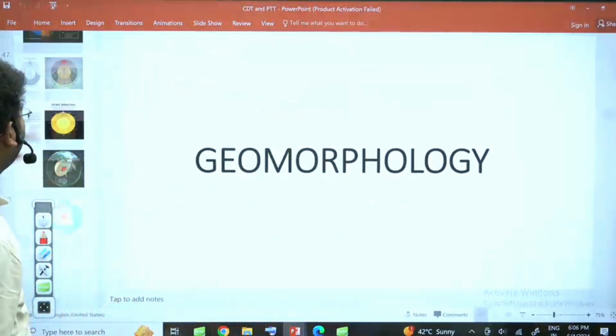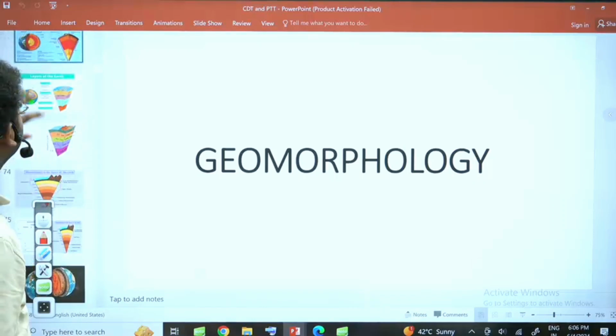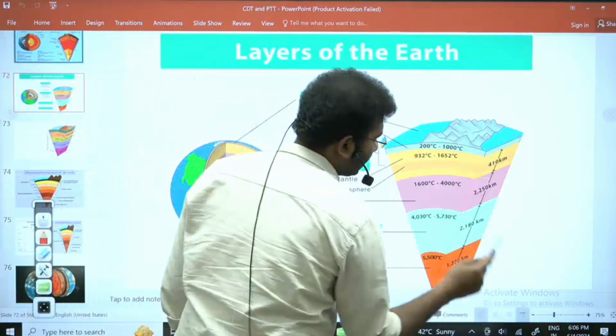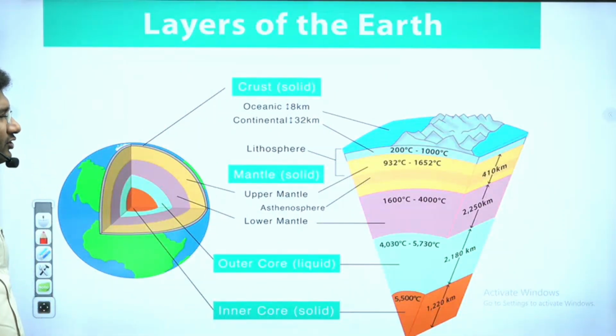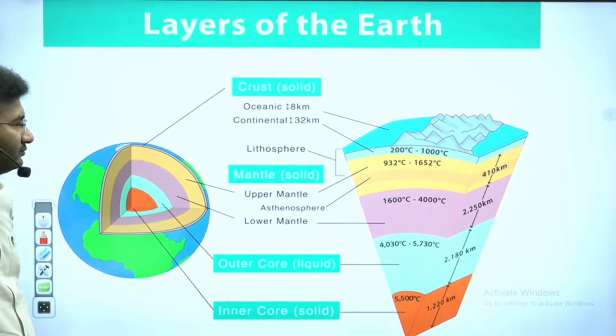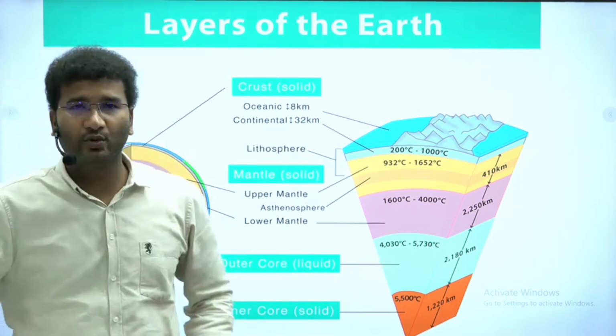Now I want you to write some factual content here. Your lithosphere can go up to 200 kilometers. Okay? Write down: lithosphere can go up to 200 kilometers. 200 to 400 is asthenosphere. Mantle can go up to 2,250 kilometers. Mantle can go up to 2,250 kilometers.